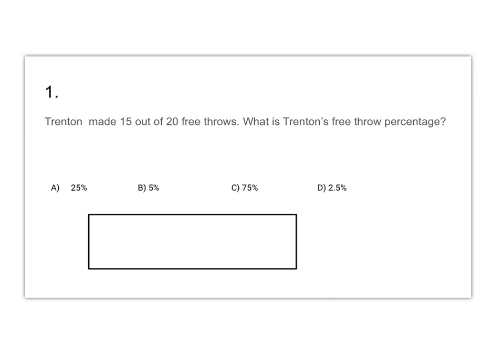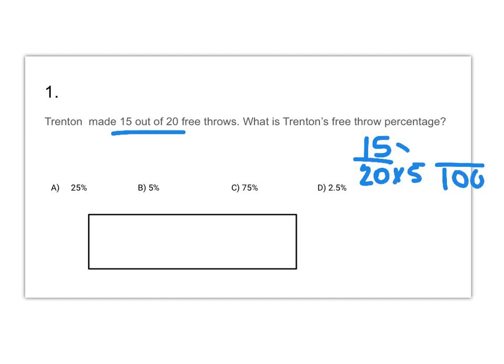Trenton made 15 out of 20 free throws. What is Trenton's free throw percentage? I can look at my answer choices and I already know 15 out of 20 is written 15 over 20. At this point, you should be thinking smart, not hard. Can I change my denominator into 100? Yes, I can. I can multiply 20 times 5 to get 100.